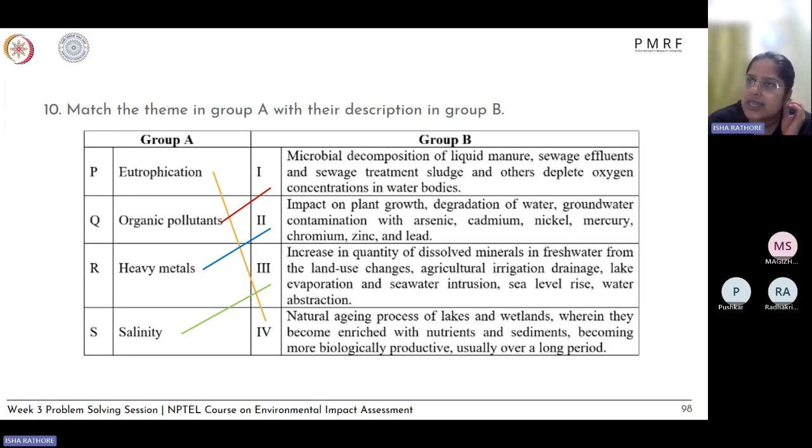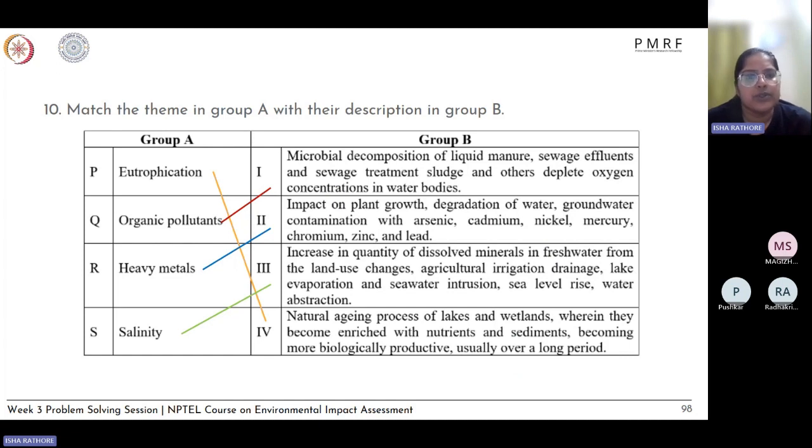So if you see lakes and water bodies which are covered in green with algae or vegetation, that is because it's overloaded with nutrients and sediments, and that is why they appear so green. Okay, so eutrophication is the natural aging of lakes and wetlands because of these enriched nutrients and sediments, which make it more biologically productive.